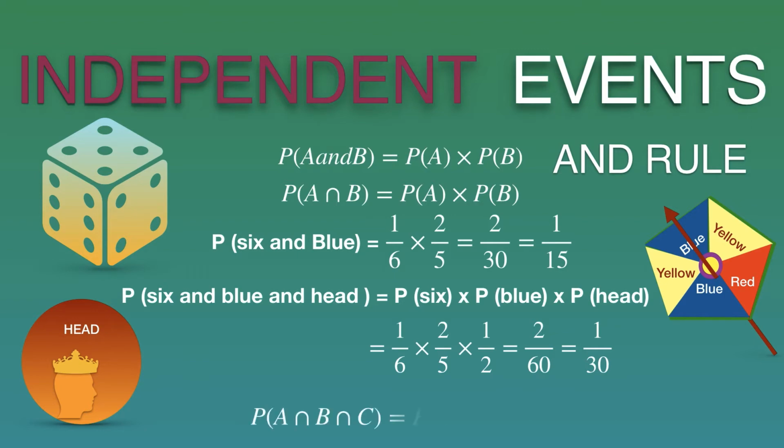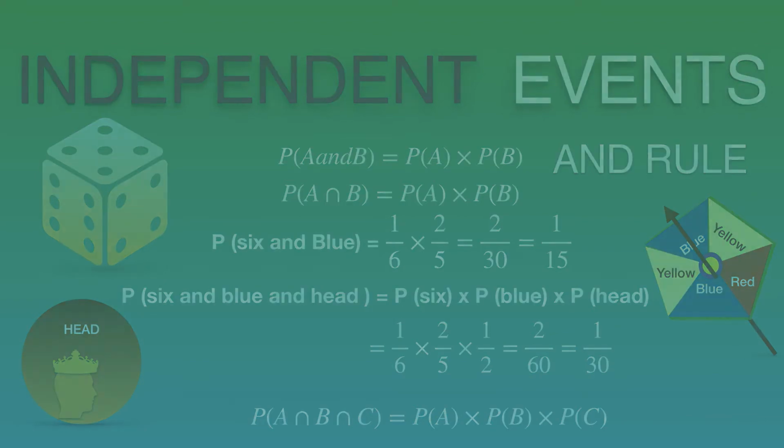In general, if C is another event which is independent of both A and B, then the probability of getting A and B and C is equal to probability of A times probability of B times probability of C. We can extend this rule to 3 or more independent events as well.